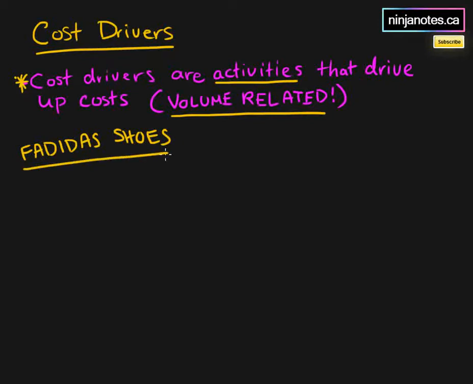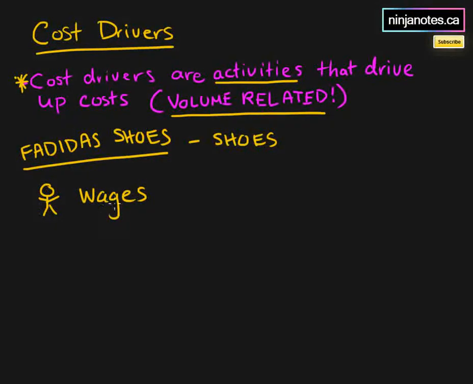And I guess Fadida's Shoes creates a bunch of really awesome shoes, really stylish. And of course, with any shoe company, you're going to have people working on your production line, and different companies are going to have many different costs within their company. And in Fadida's Shoes, one of their costs are going to be essentially wages for their workers on their production line.